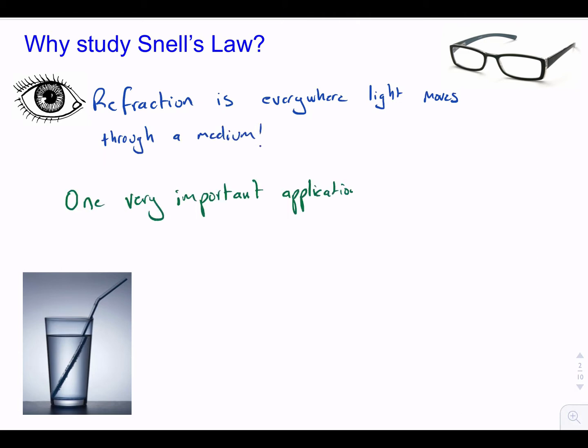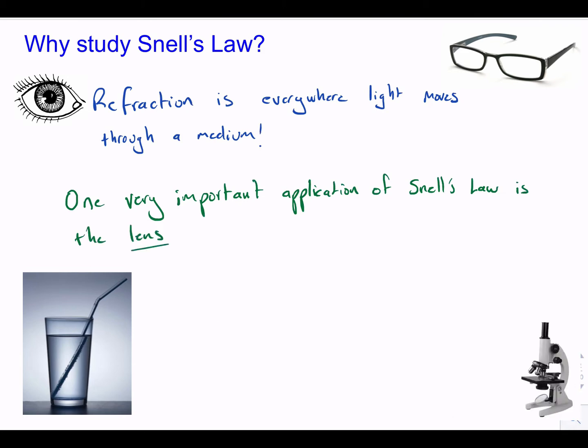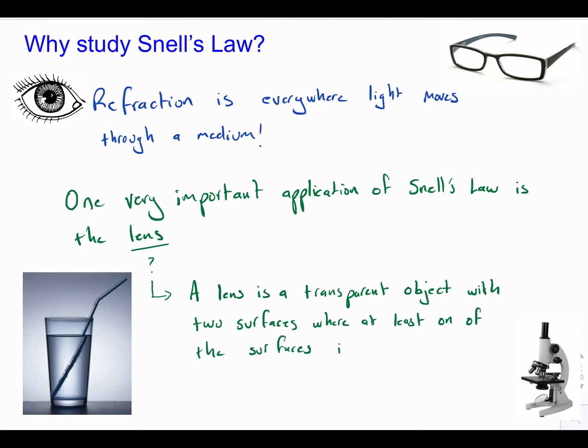One important aspect of Snell's law is lenses. What is a lens? A lens is defined as a transparent object with two surfaces where at least one of the surfaces is curved.